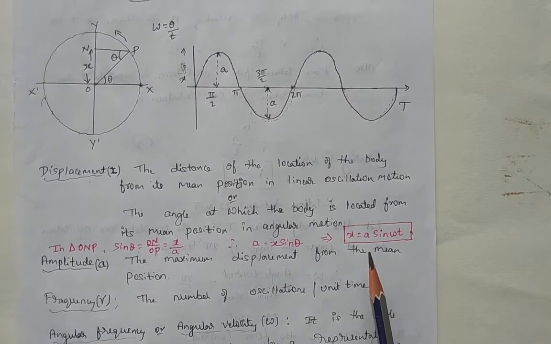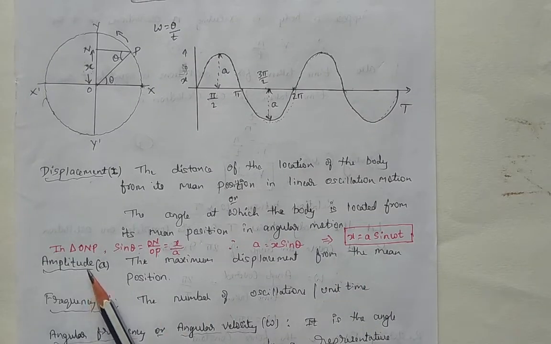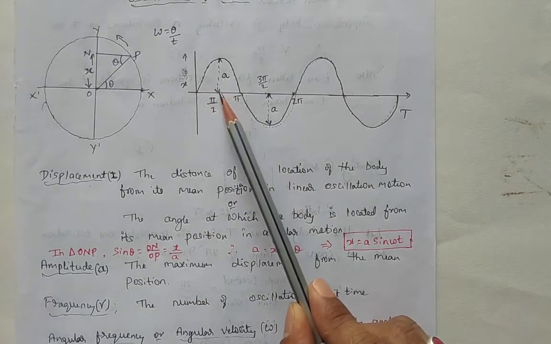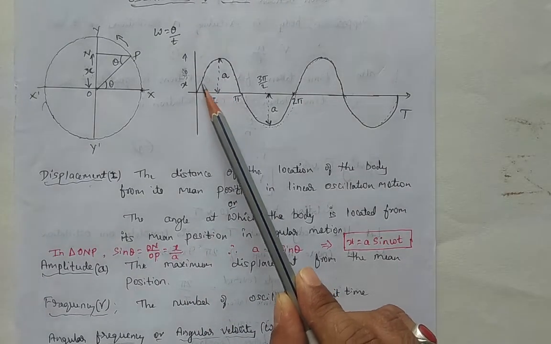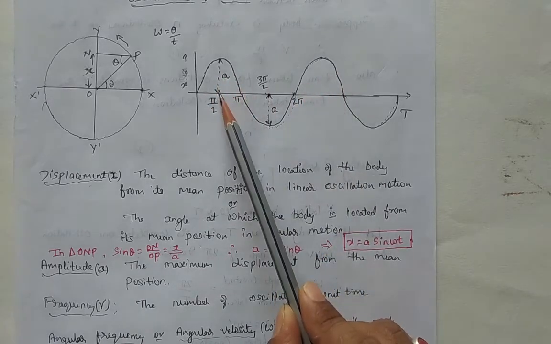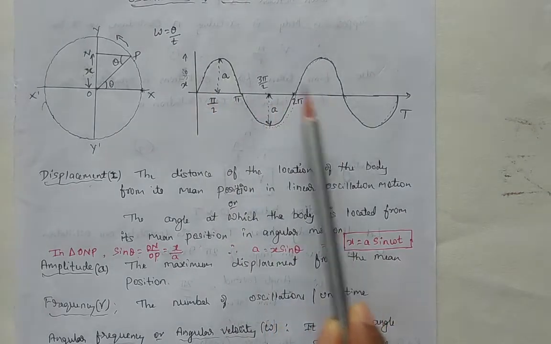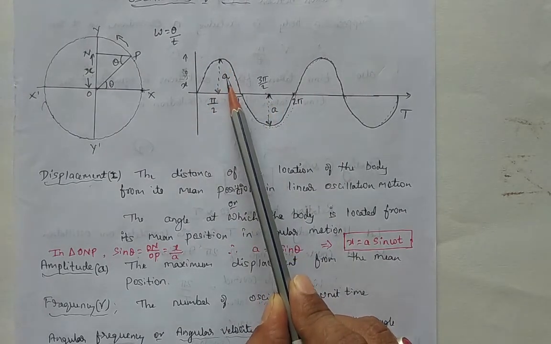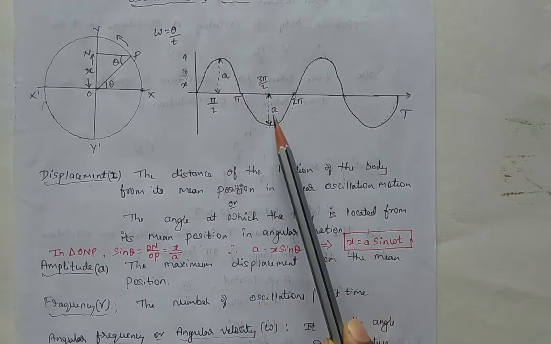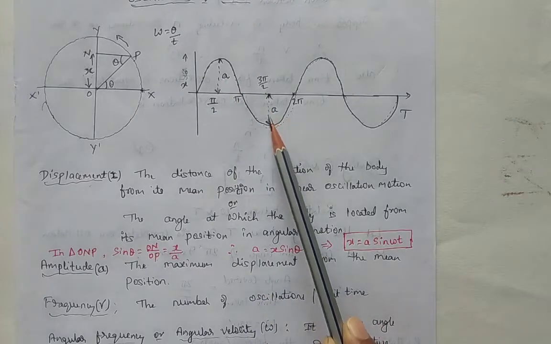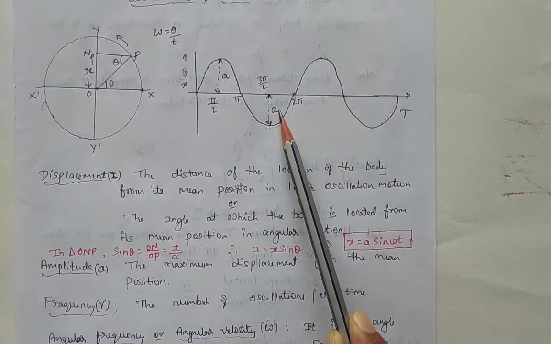Next, another important parameter is amplitude. What is amplitude? It is given by A. It is nothing but the maximum displacement from mean position. If you take the graphical approach, this is a sinusoidal curve, the maximum displacement is here. The maximum displacement from the mean position is denoted by A. This is nothing but the amplitude of the wave, and here also this is the maximum displacement from the mean position. This we are representing by A.